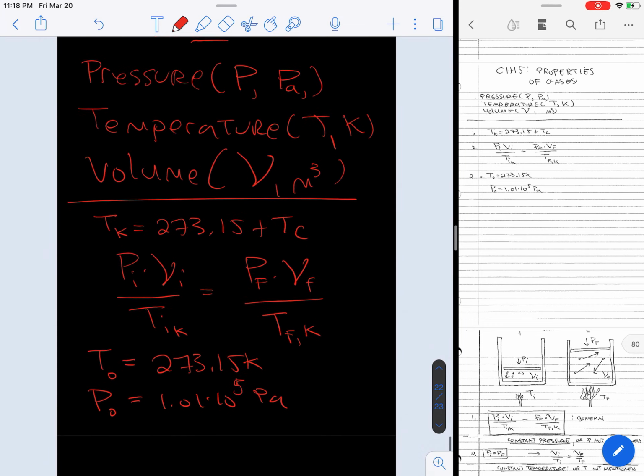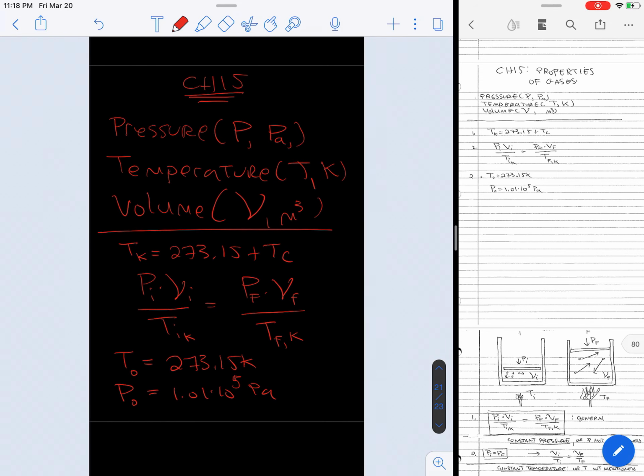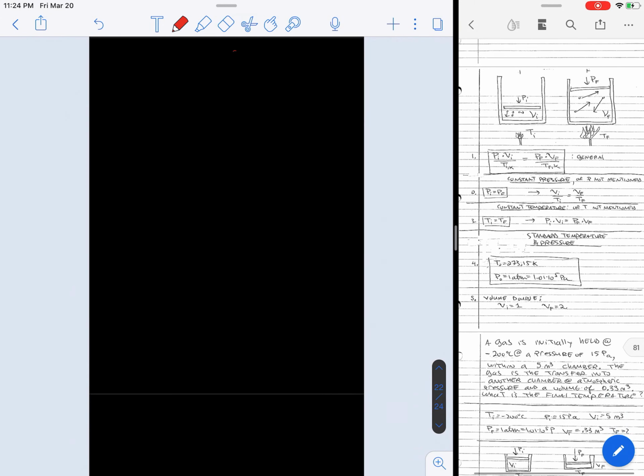So this is just an introduction to the terms that we're going to cover for the lecture for chapter 15. So this is going to be our lecture for chapter 15. So before we start with the lecture, let's look at a simulation.